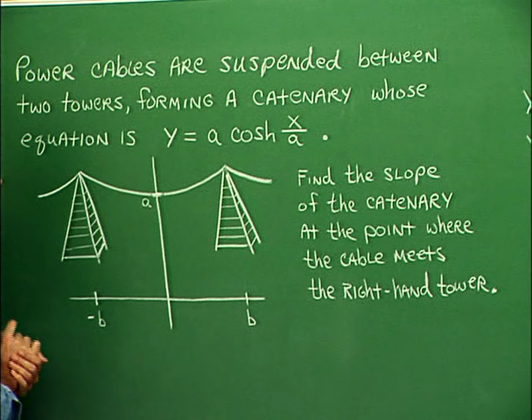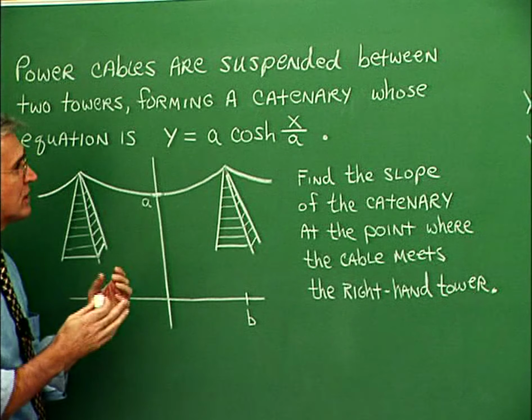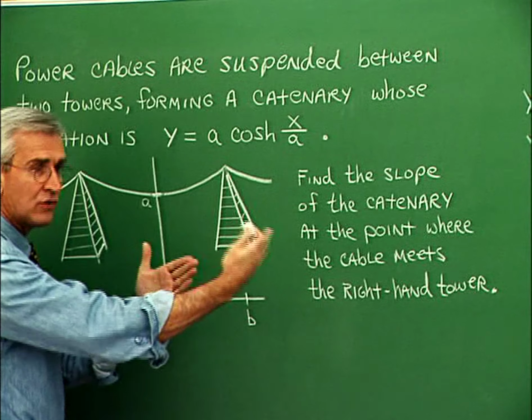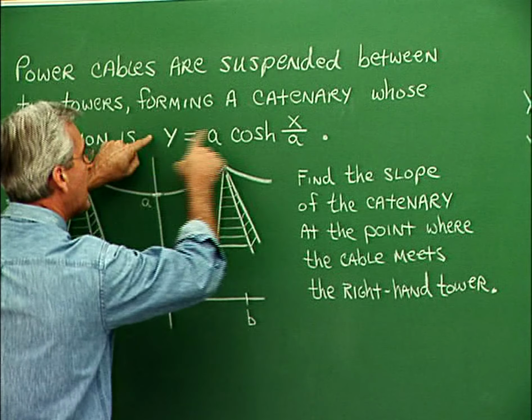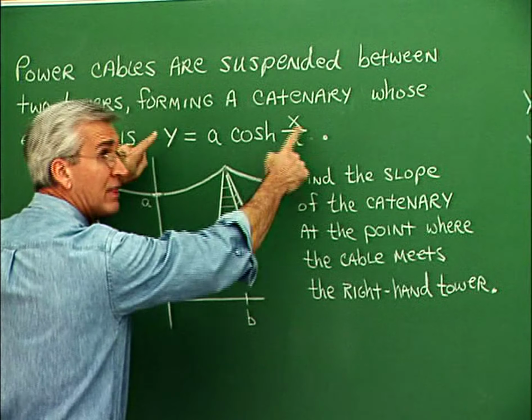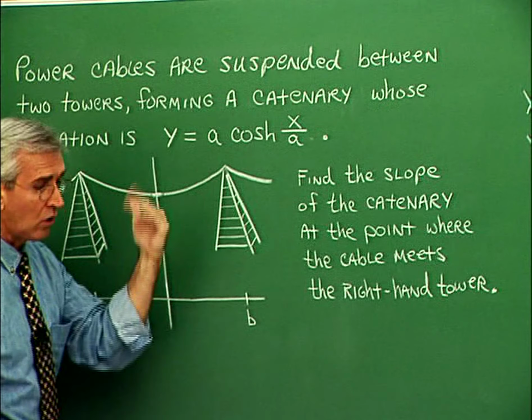And B is the distance to our secured point here at this tower, and negative B for the point at this tower. All right, so what we aim to do here, as we have so many times in the past, is find the slope of the tangent line at a particular point. So what we're going to do is find the derivative of y, and then find y prime at the point B. So we'll go over here to the side.